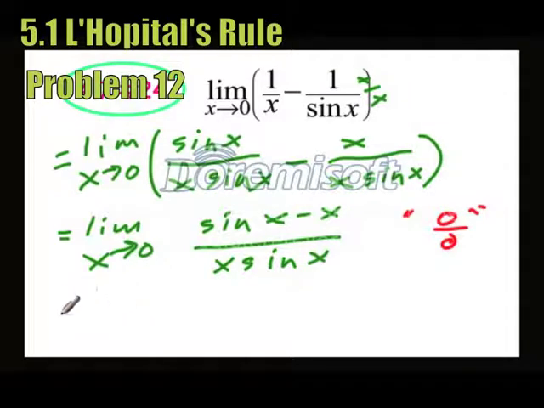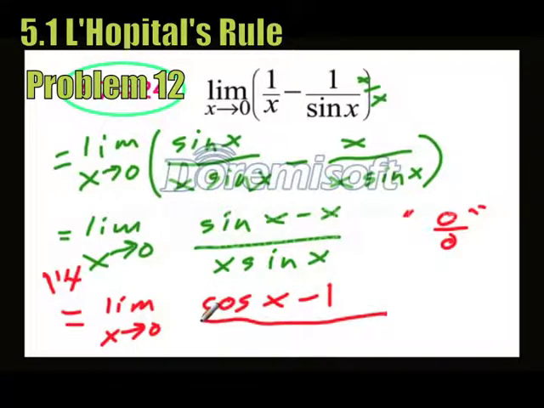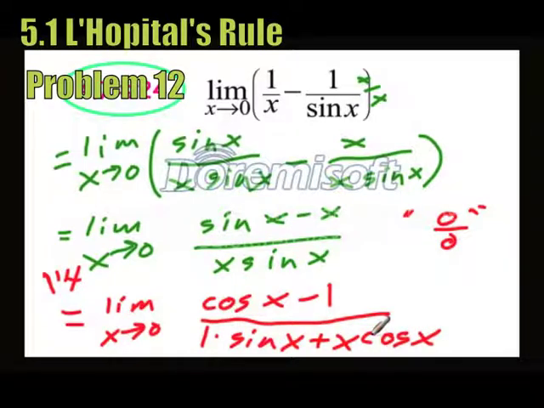I guess I'll switch to red using L'Hopital's rule here. We're going to have our limit as x goes to 0. Derivative of the numerator: derivative of sine will be cosine, and derivative of x is 1. Denominator, we're going to have a product rule. So derivative of the first term times the second plus the first term times the derivative of the second.